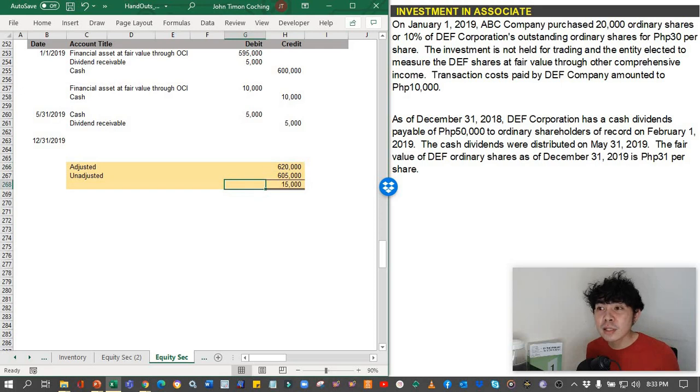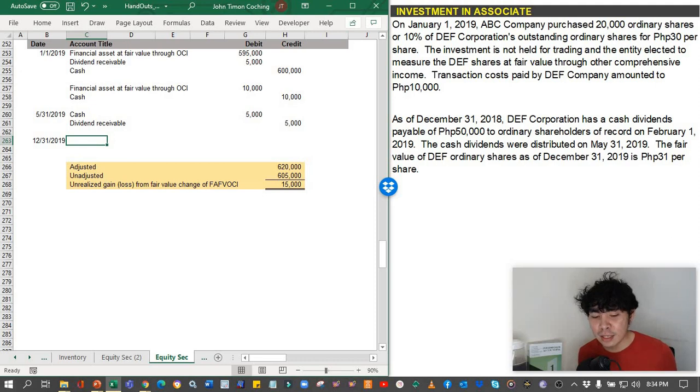So, 620,000 pesos. So, magkano ang difference ng dalawa? So, ang difference ng dalawa is 15,000 pesos. So, increase yan from 605,000, dapat maging 620,000 siya. So, ibig sabihin, ang difference nila is an unrealized gain from fair value change. So, gain yan kasi nga nag-increase. So, kailangan natin tong i-recognize. So, how do we record this at year-end?